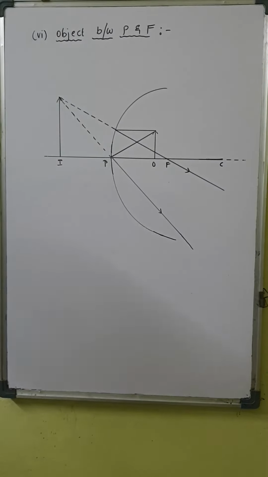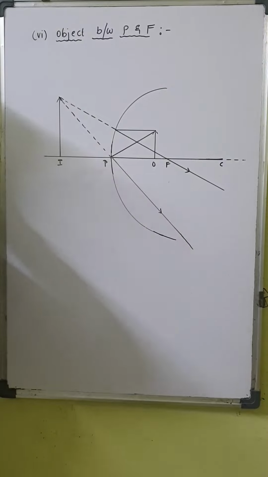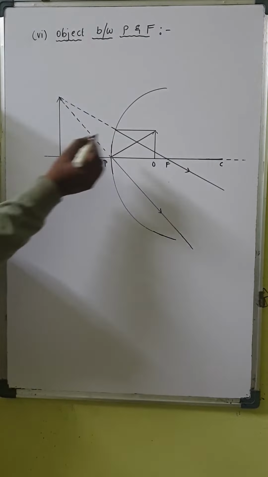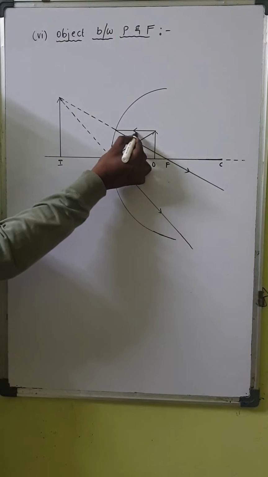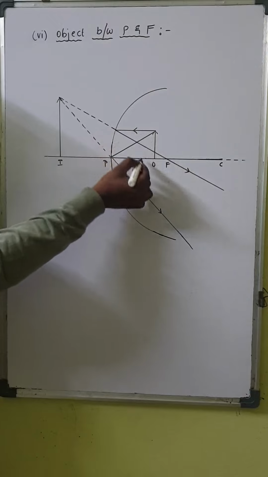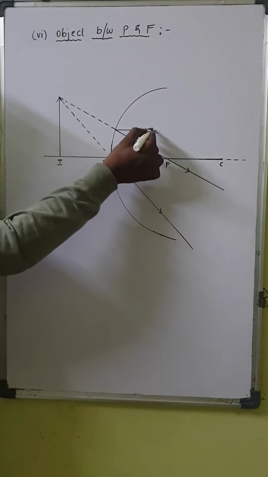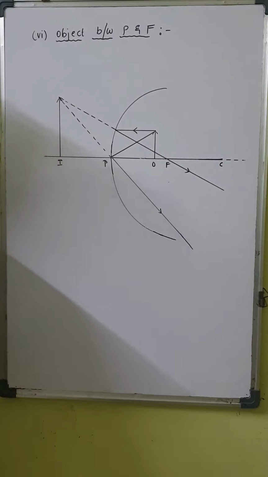So now we are at the last diagram, when the object is placed between the pole of the mirror and principal focus, between P and F. This is the object. It means the object is now very close to the mirror. One light ray coming from the tip of the object falls on the mirror parallel to the principal axis, gets reflected, and passes through the focus. Second light ray coming from the tip of the object falls at the pole of the mirror, and gets reflected symmetrically.